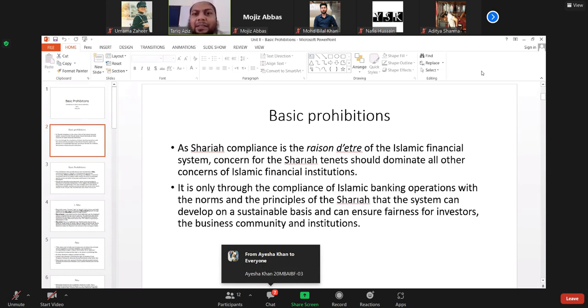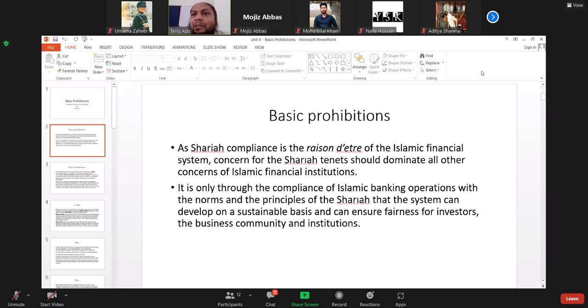Sharia compliance is the raison d'etre of the Islamic financial system. Concern for the Sharia tenets should dominate all other concerns of Islamic financial institutions. Why has this separate branch of finance evolved since the 1970s? Because of the basic logic, the basic rationale, of why Islamic finance exists. It exists because Sharia compliance is the most important thing for a Muslim.